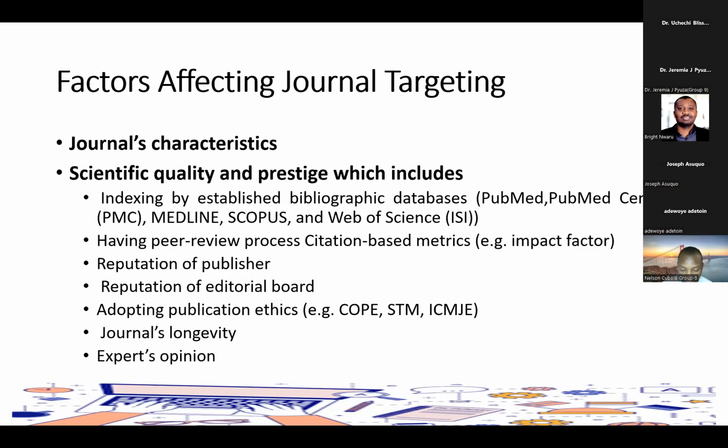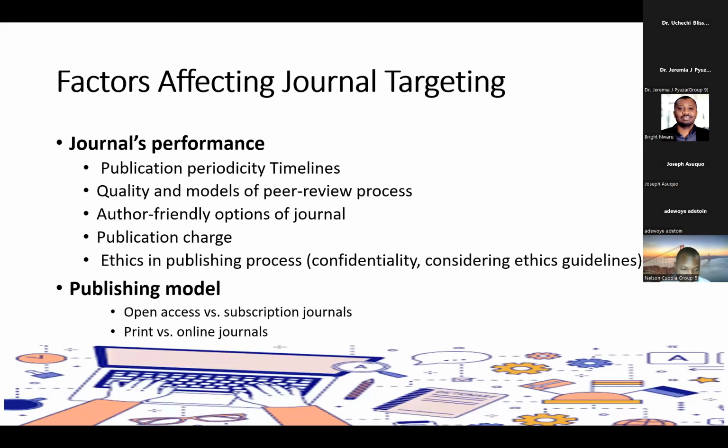But also the reputation of the publisher. There are a lot of publishers who now have a high reputation, as we will see later on. Then the reputation of the editorial board: how the editors are respected is how your paper will also be respected, and it's one of the factors that will affect the targeted journal. Adopting publication ethics: there are a lot of journals that follow this, but some journals cannot follow it. Journal longevity, how long it has been in the market, like maybe Nature, other journals, expert opinions and who they are having.